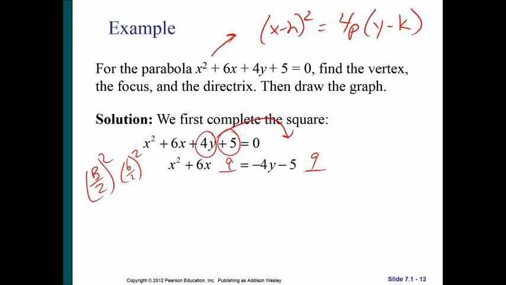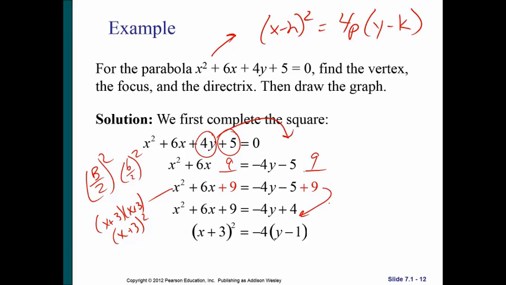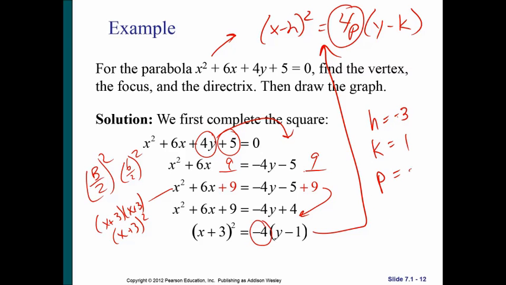And now, believe it or not, you've created a perfect square over on the left-hand side. This now becomes x plus 3 times x plus 3, which is x plus 3 squared. We've also done some arithmetic over on the right-hand side, and then we factored out a 4 so we can get negative 4 times y minus 1. We wanted it to look like this one at the very top. So what is h equal to? H is negative 3. What is k equal to? Positive 1. What's p equal to? P is negative 1.